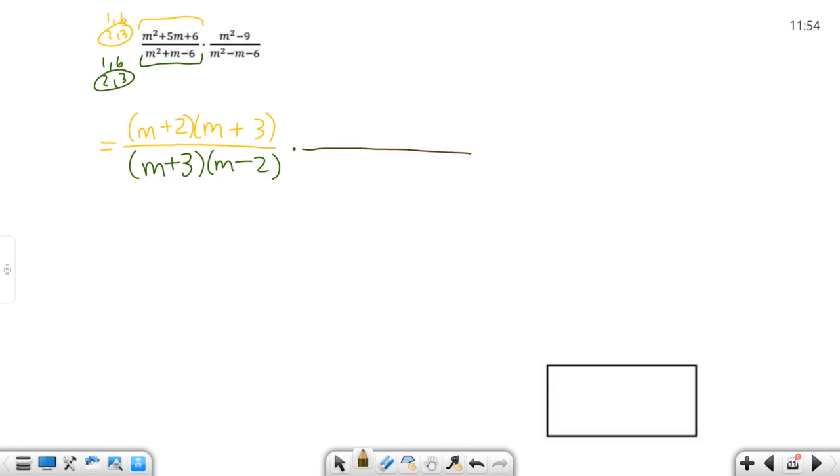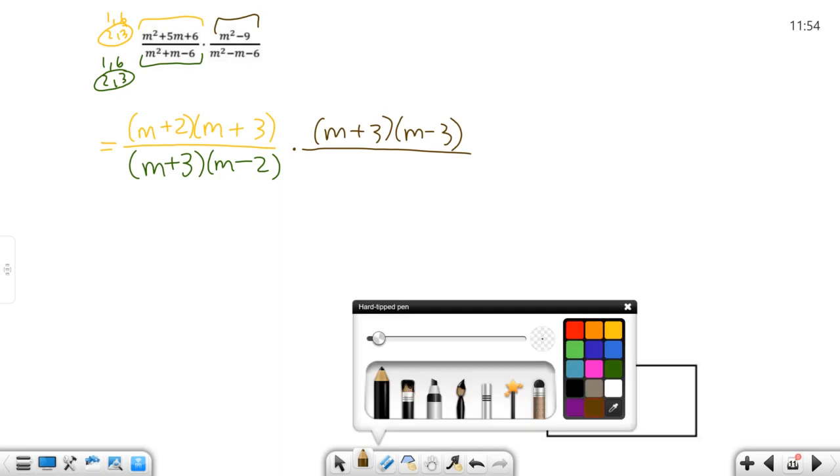Times the next one. It's going to be in brown here. That's 2 terms, no GCF. That's the difference of squares. Right, m plus 3 and m minus 3. We have to recognize it as such. It is the difference of squares.